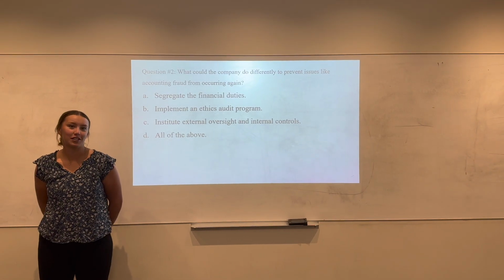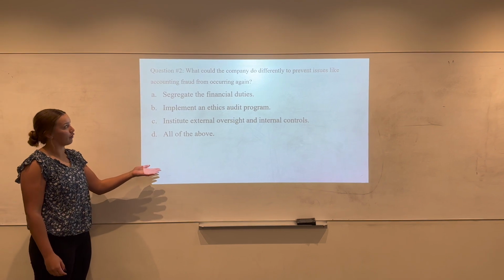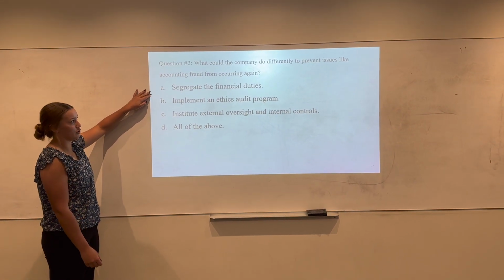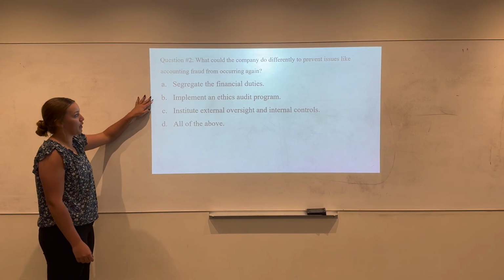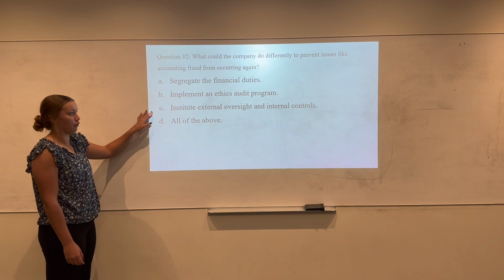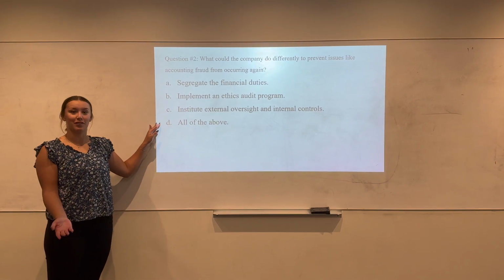Now time for question 2. What could the company do differently to prevent issues like accounting fraud from occurring again? Is it A, segregate the financial duties, B, implement an ethics audit program, C, institute external oversight and internal controls, or D, all of the above? We'll give you some time to think about it.